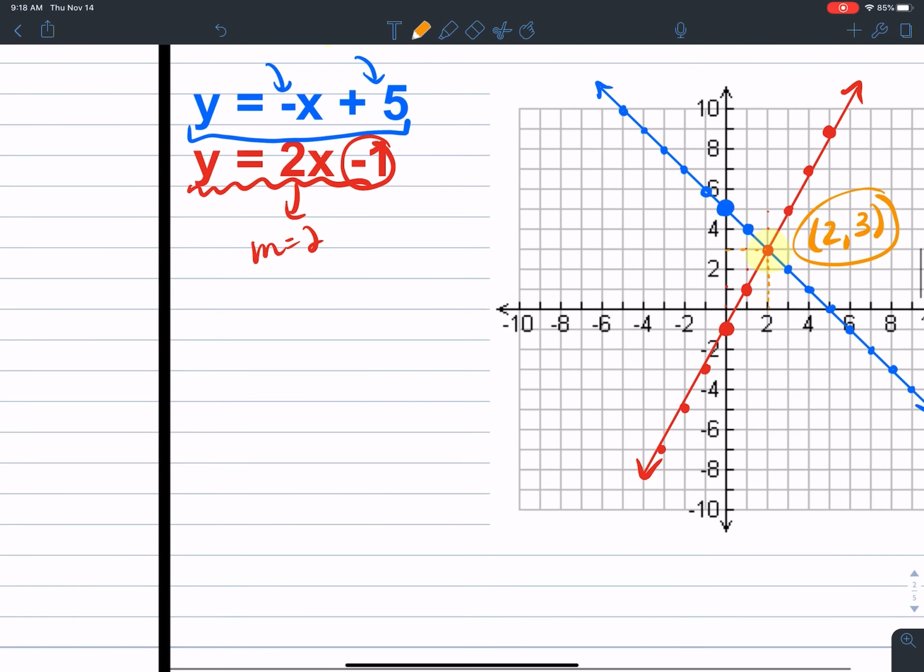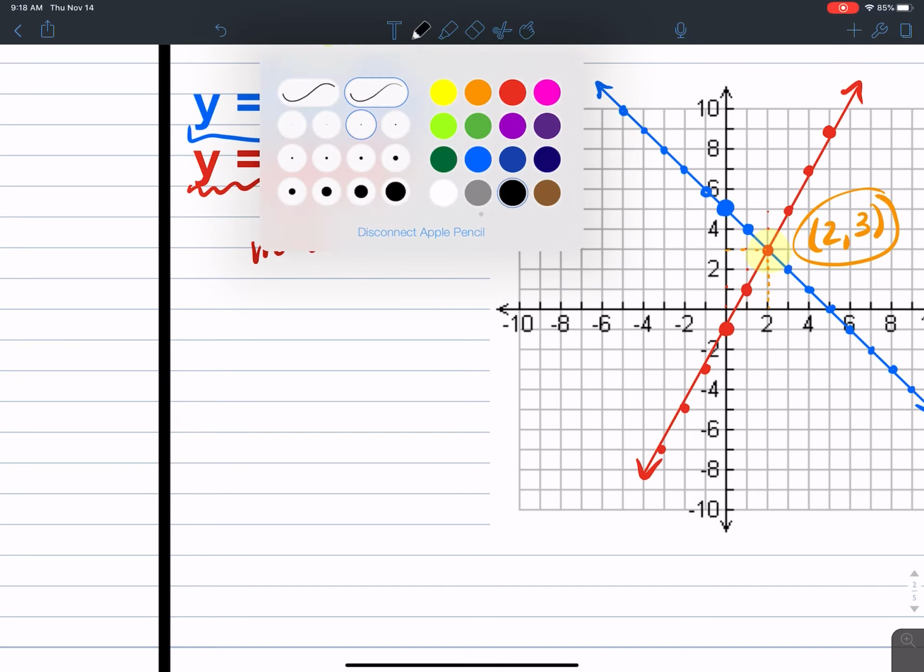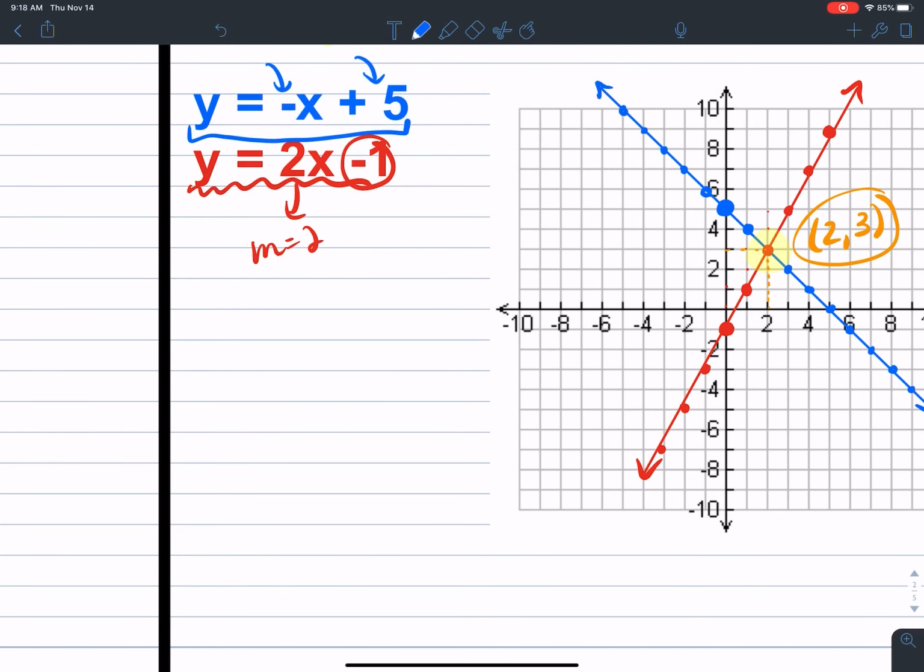So then I should check it. If I think 2, 3 is the solution, I should take the blue one, and I should be able to plug in x and y. So I think x was equal to 2, and I think y was equal to 3. So we'd plug in y, and then we'd plug in x, and we do see that that works.